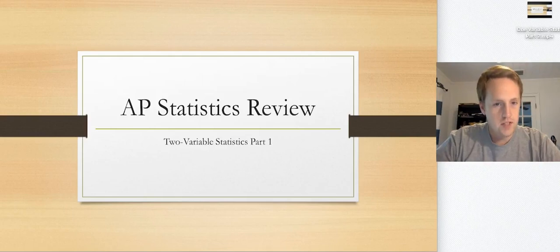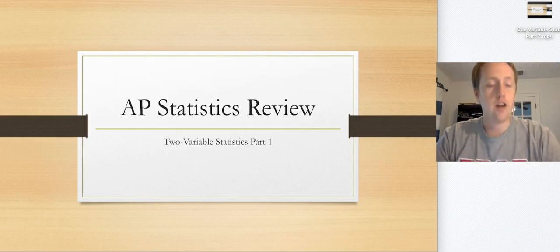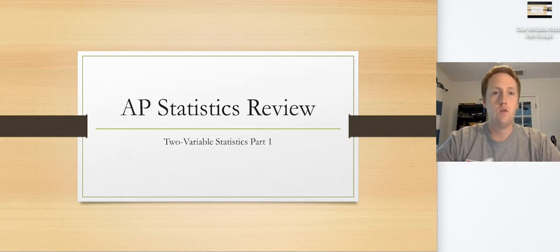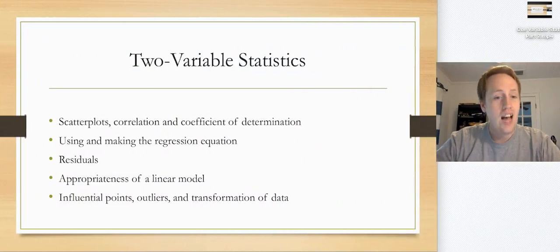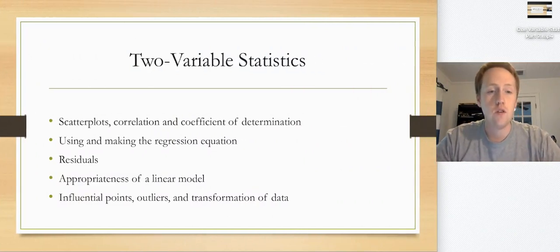All right, two variable statistics, part one. So this is all things regression, all things correlation. Not to be confused with the two variable statistics option in your calculator. This is regression. There's some relationship between these two quantitative variables. Two variable statistics is a lot. We're going to cover it over the course of two videos.